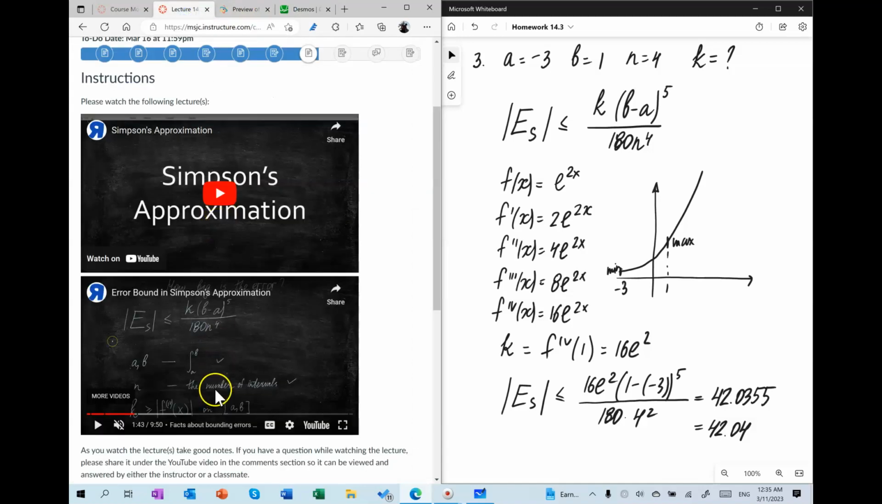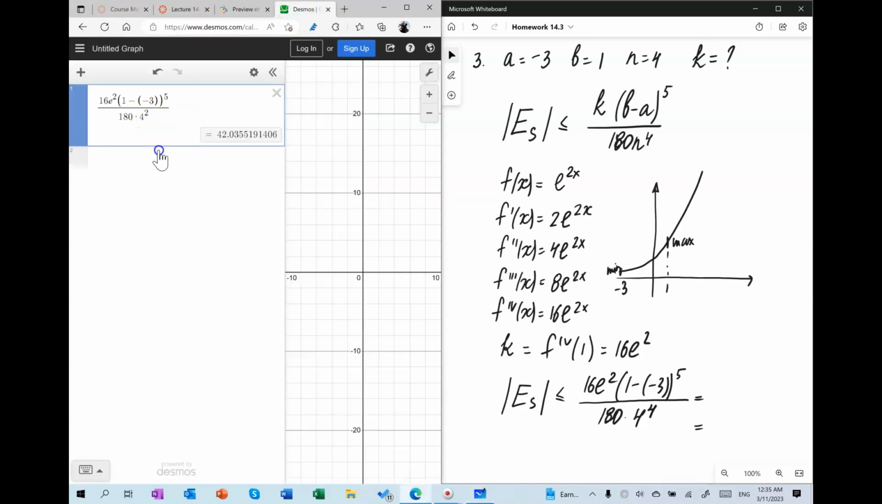Let's double check the formula. So the power here is 4. So it's going to be 16 times smaller.